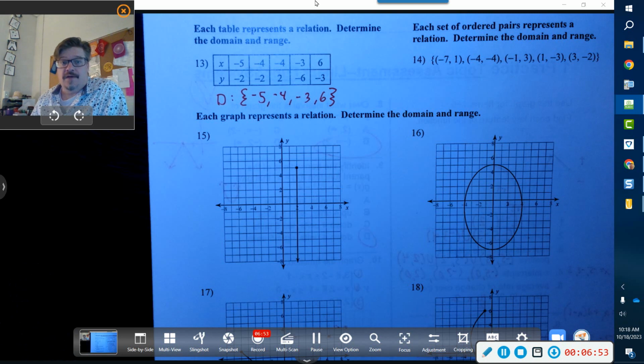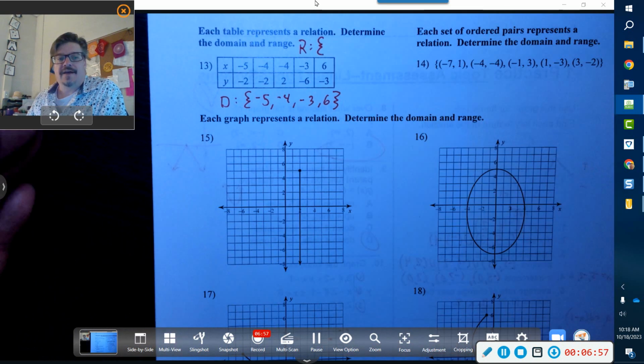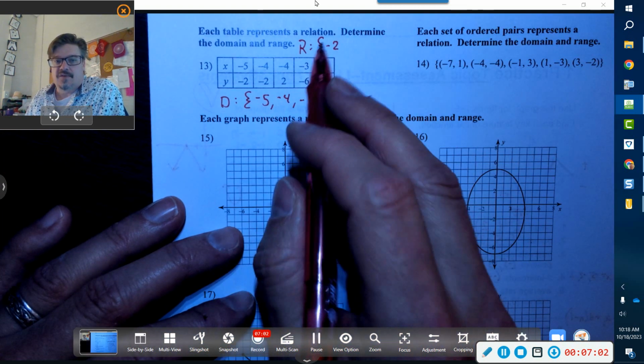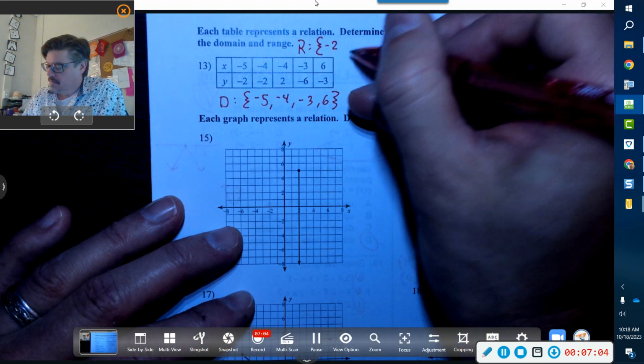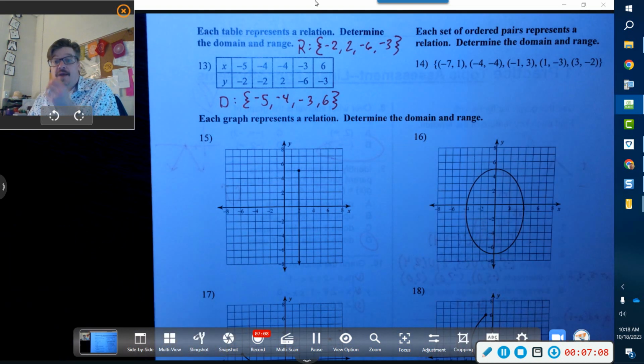Okay. Now the range would just be the list of my y values. That's all. So it looks like I got a negative 2. I've got them twice, so I only list them once. Then I got a 2. Then I got a negative 6 and a negative 3. So that is my domain and range.